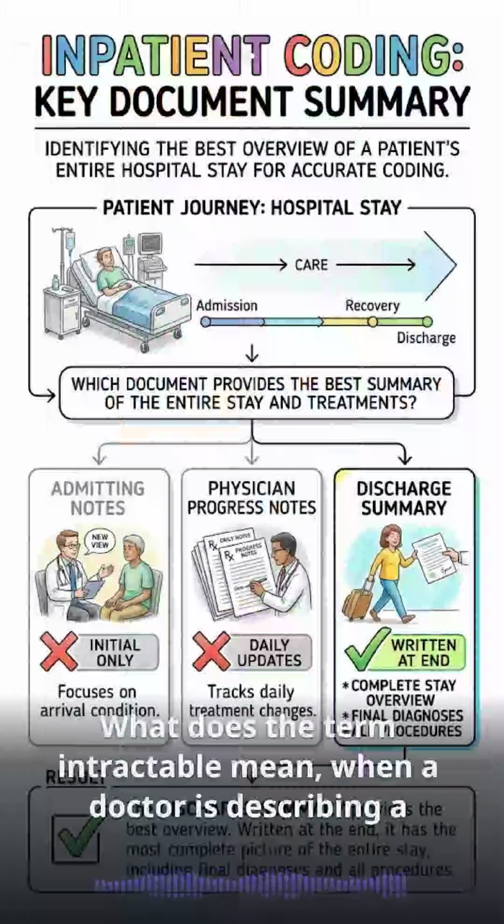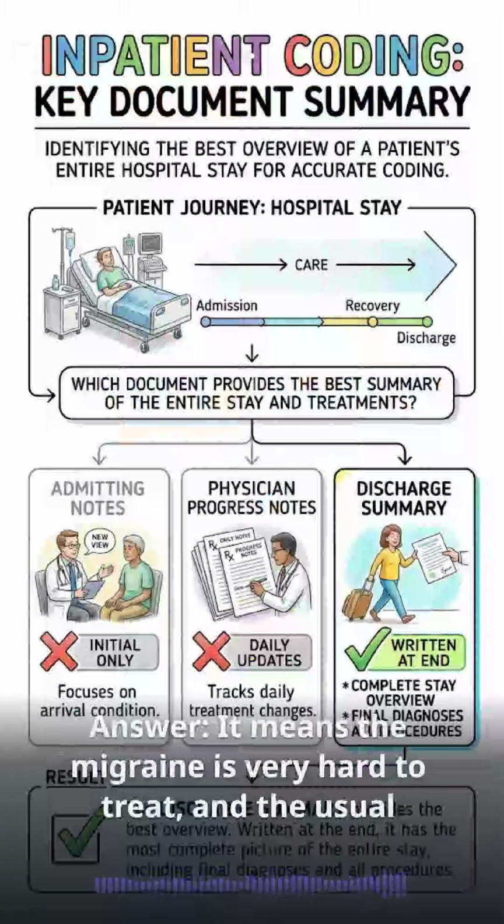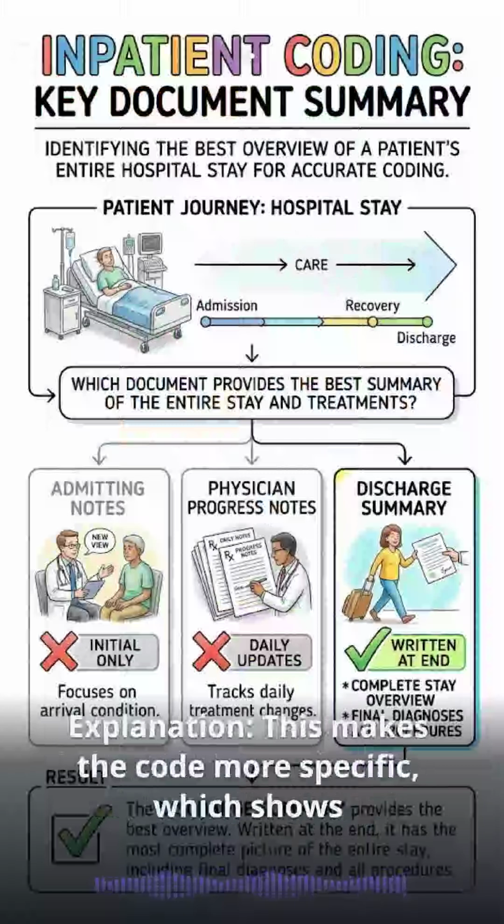101. What does the term intractable mean when a doctor is describing a patient with a migraine? It means the migraine is very hard to treat, and the usual medicines are not helping. This makes the code more specific, which shows the insurance that the case is very difficult.